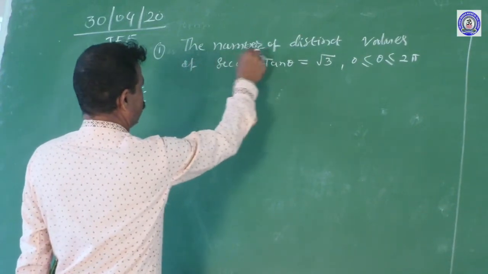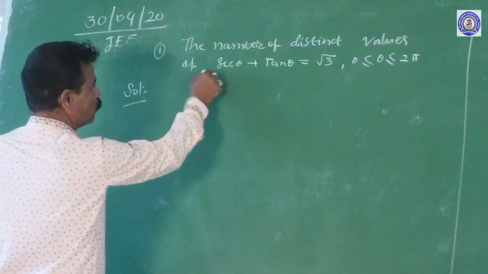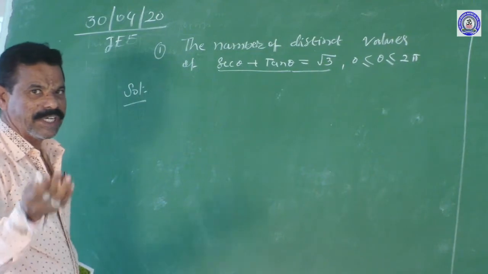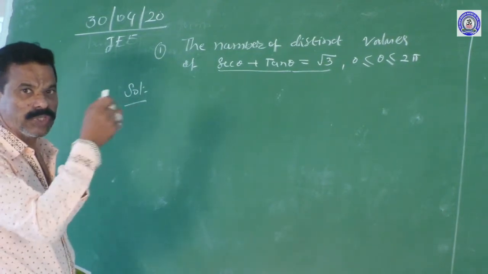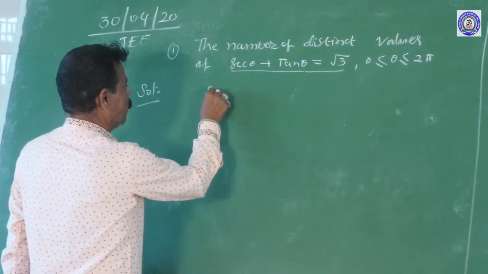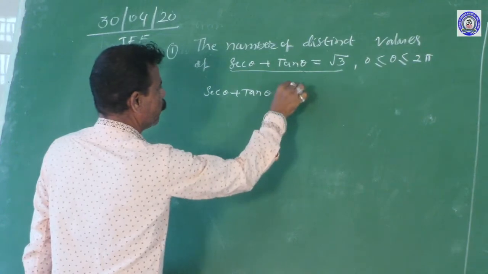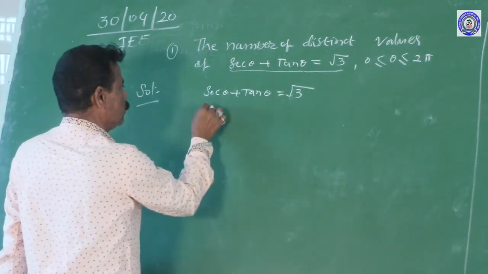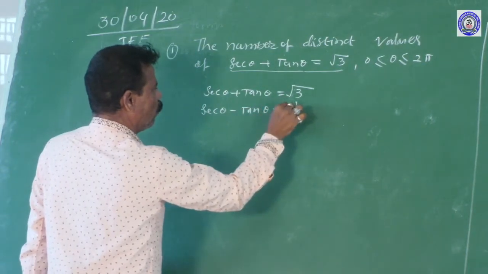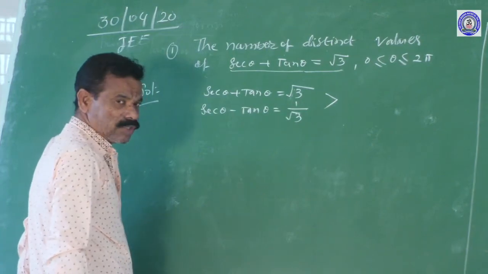Here, find the number of distinct values or solutions of sec theta plus tan theta equal to root 3, where theta lies between 0 and 360 degrees. If sec theta plus tan theta is equal to root 3, then its reciprocal, sec theta minus tan theta, is equal to 1 by root 3. These are both reciprocals.